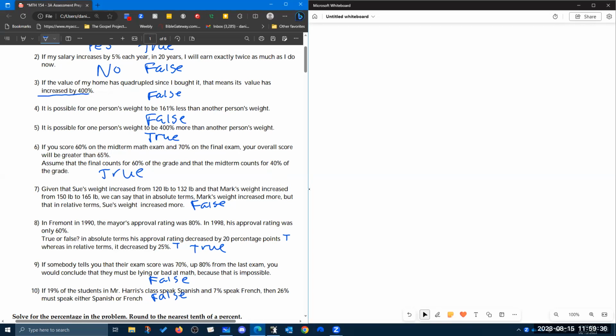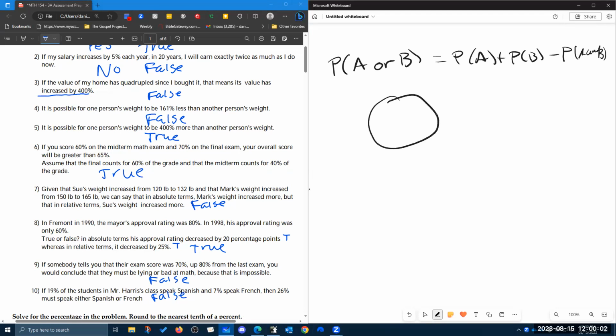We'll learn more about that when we get to probabilities, but the probability of A or B is going to be the probability of A plus the probability of B minus the probability of A and B, like that. So let me put the and symbol there correctly. A and B. If we look at a Venn diagram here, since we've talked about Venn diagrams already, here's circle A, here's circle B. So let's say that these were the ones that spoke French, and these were the ones that spoke Spanish.